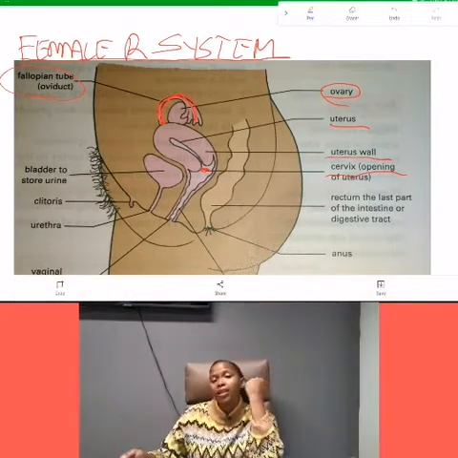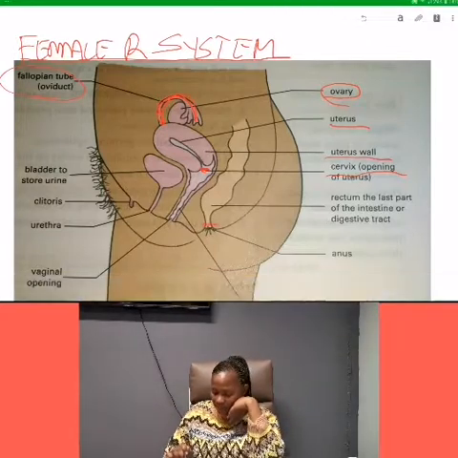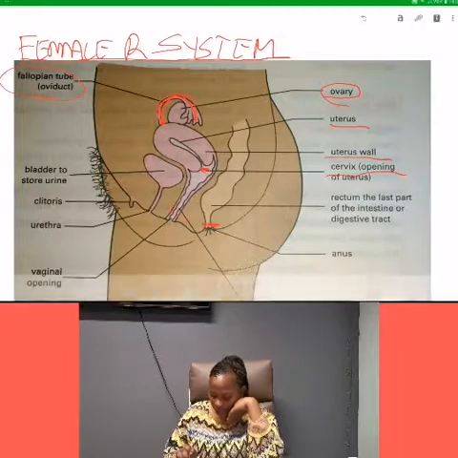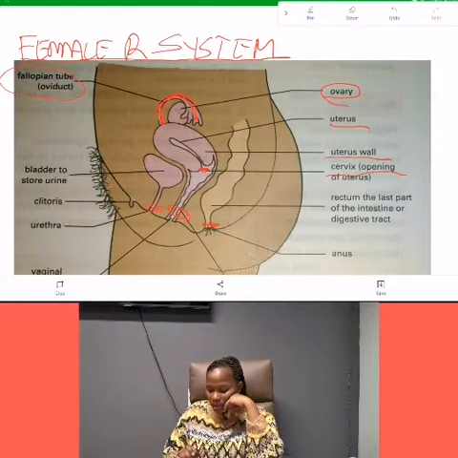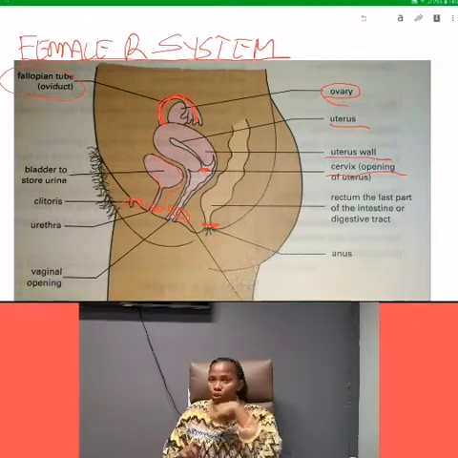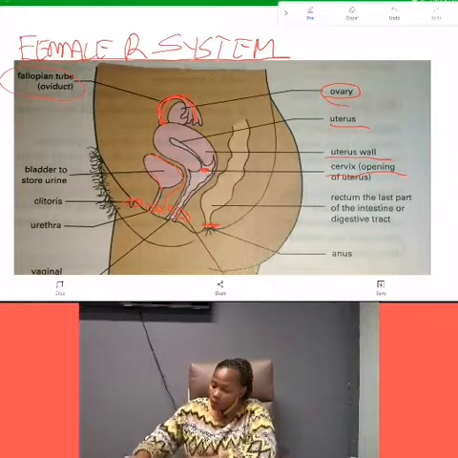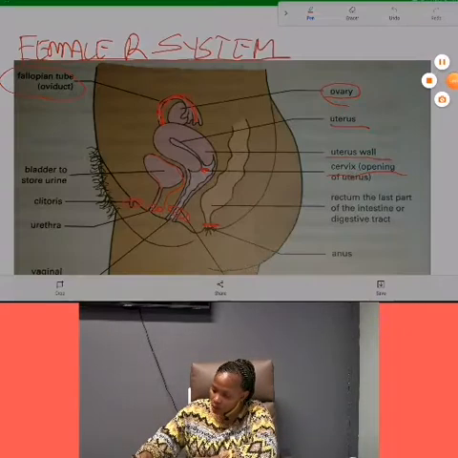We have the rectum, which is part of the large intestine in the digestive tract. We also have the anus here. We have the vagina. We have the urethra. We have a clitoris. And then lastly, we have a bladder, which stores urine. Those are the organs that we usually talk about.